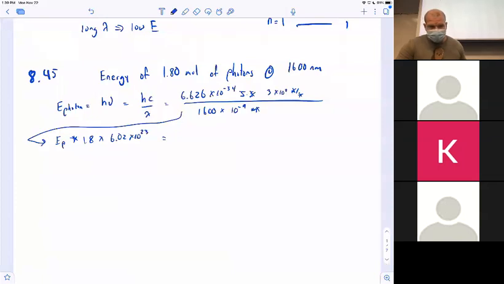If you do that, then you get 1.35 times 10 to the 5 joules, which equals 135 kilojoules.